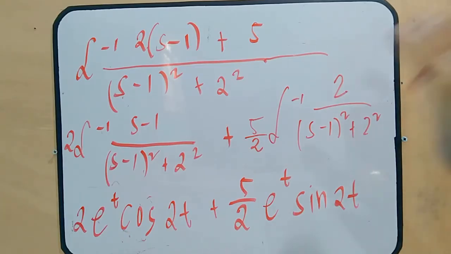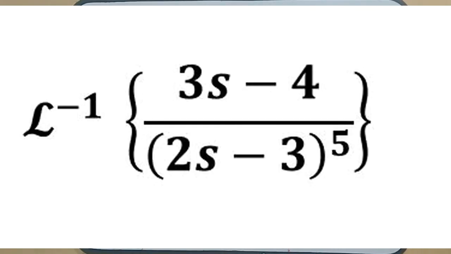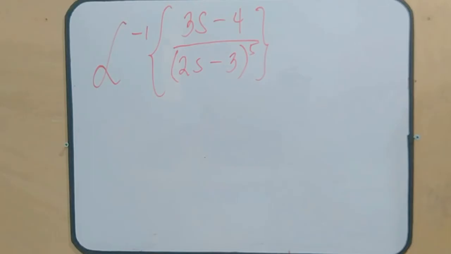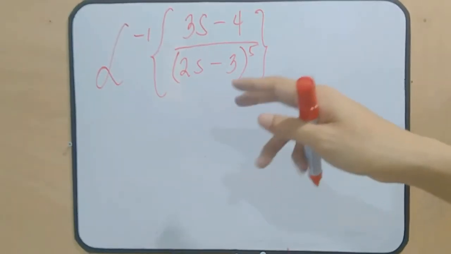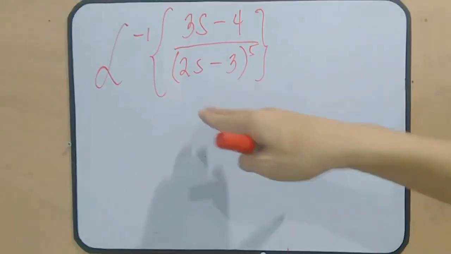So we need to visualize right away. We should be familiar with the formulas, guys. Once you are familiar with the formulas for Laplace transform, solving the inverse Laplace transform becomes easy. So for our next problem, guys, we have here the inverse Laplace transform of 3s minus 4 all over the quantity 2s minus 3 raised to 5. Notice here, guys, it is important that we are familiar with the formulas for Laplace transform so that solving the inverse becomes easy.